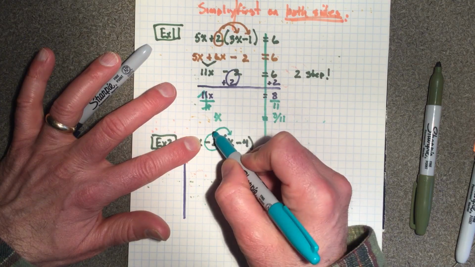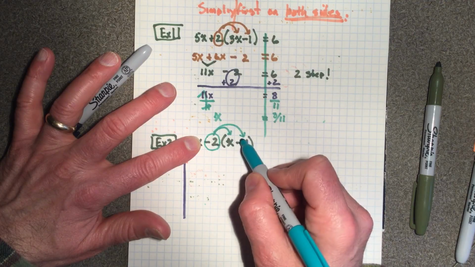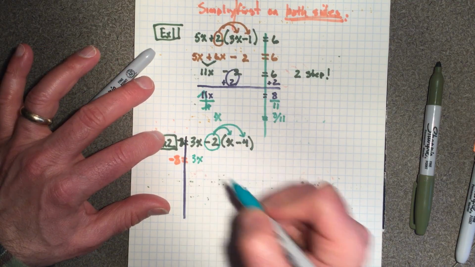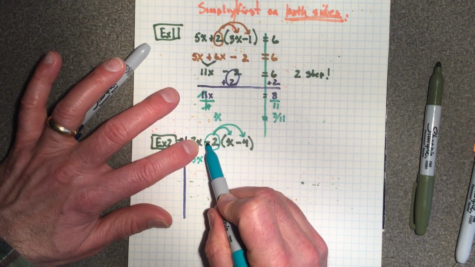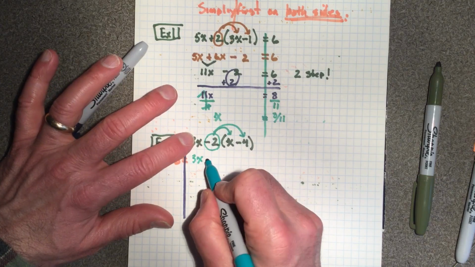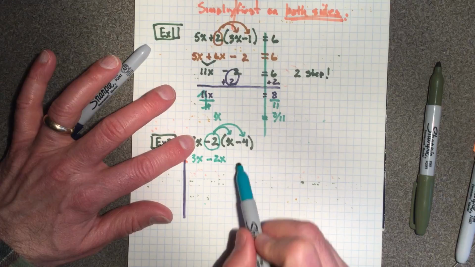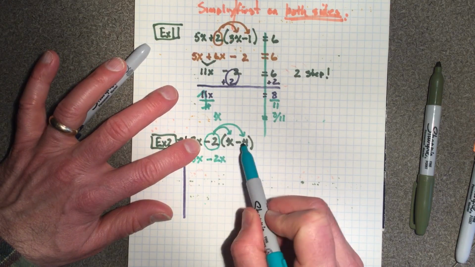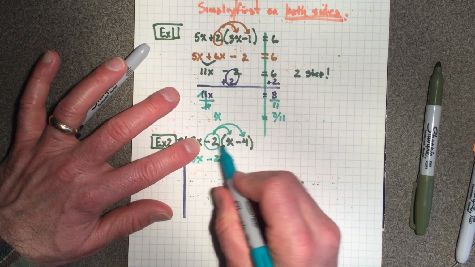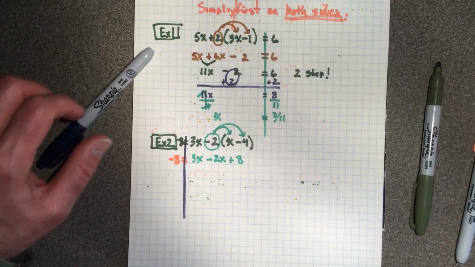So, rainbow property, postman property, whatever you want to call it. Again, before you distribute, make sure we copy this one down. 3x. Now I have a negative 2 times a positive x. Negative times a positive is a negative 2x. Don't write this sign down. Negative 2 times a negative 4. Negative times a negative is a positive, and 2 times 4 is 8. Oh, look at that. I just spit on the paper.